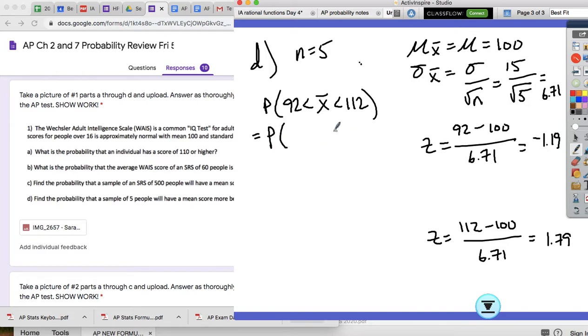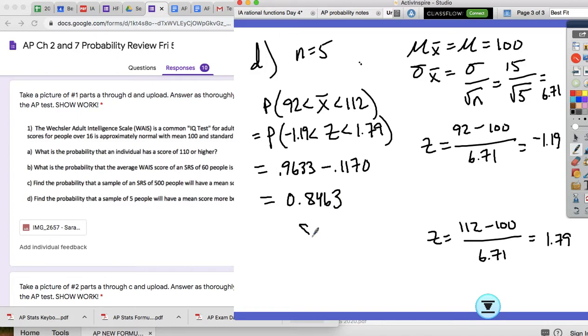So I am finding the probability of my z-score being between those two. The smaller one goes on the left and the larger one goes on the right. When we use our z-chart, we look up the larger one first. When you look up 1.79 on your chart, you get 0.9633 minus the smaller z-score. When you look up negative 1.19, you get 0.1170. When you subtract those two, you get 0.8463. So 84.63% would be the answer to that question. All right, moving on.